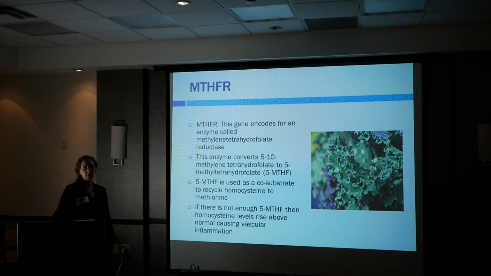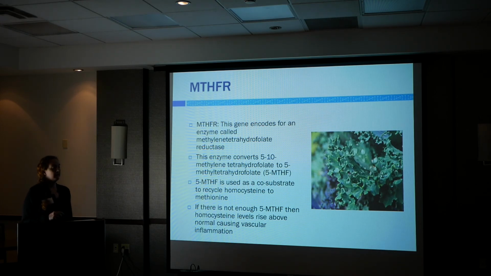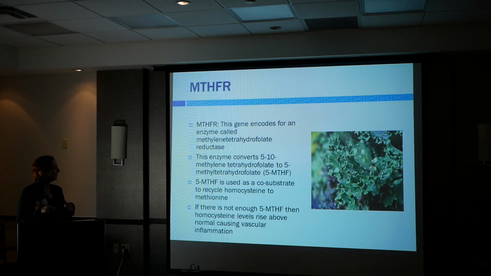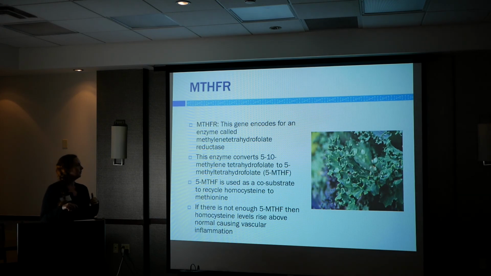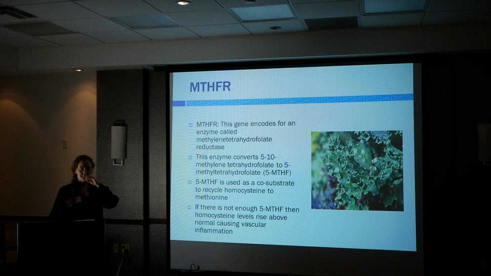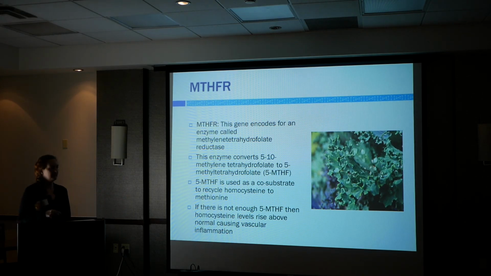MTHFR. This one's a very interesting one, and I know most people have heard a lot about this mutation, or this gene, and I know Dr. Knapp talked a lot about it too, but this one encodes for an enzyme that helps convert 5,10-methylenetetrahydrofolate to 5-methyltetrahydrofolate, 5-MTHF. Basically what that means is that this enzyme can have reduced activity with the risk allele. So what do you do? You just feed the person the next step in that biochemical pathway. You just bypass this enzyme.